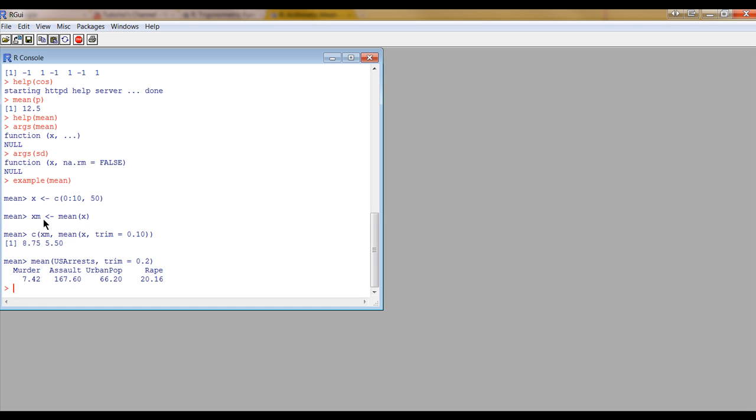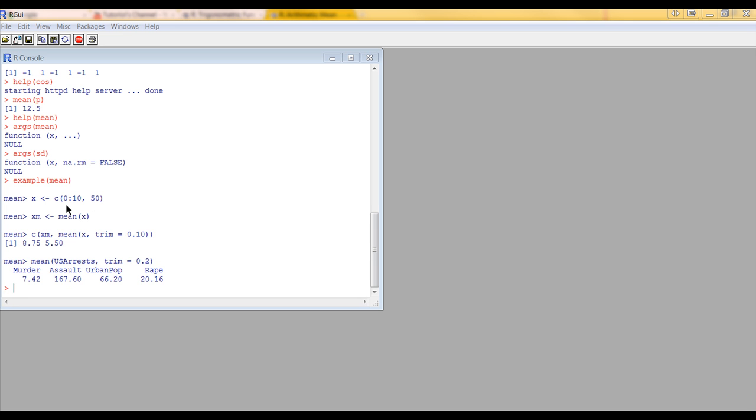And then we assign xm, the value, the mean of that. So what's the mean of this? Remember, x is a vector, so what's the mean of this? Because we throw in this 50 at the end, the mean is going to be kind of distorted a little bit. So anyway, then we're creating a vector, which is the mean, comma, the mean of x, and we're going to trim 10%. So now we're going to probably get rid of this 50.